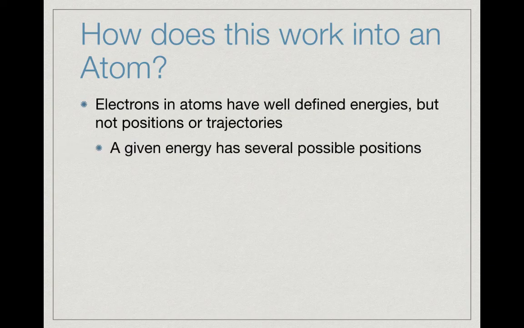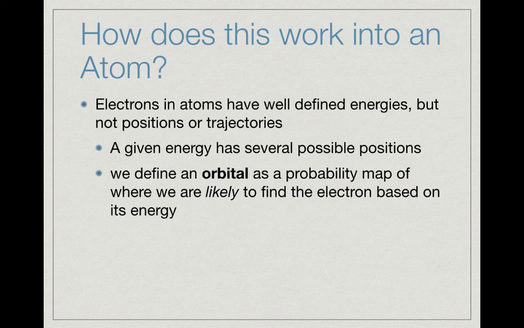And so that means that an electron with a given energy has several different possible positions within the atom. So what we do instead is we define a probability map of where we are likely to find the electron based on its energy, and we call that probability map an orbital. That's a term that we'll use quite a bit during the rest of the course.